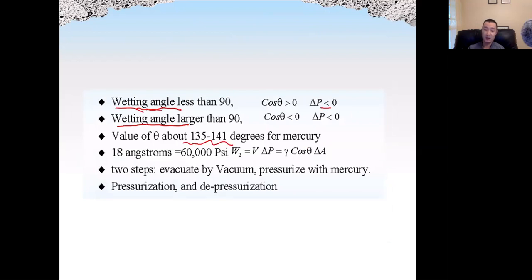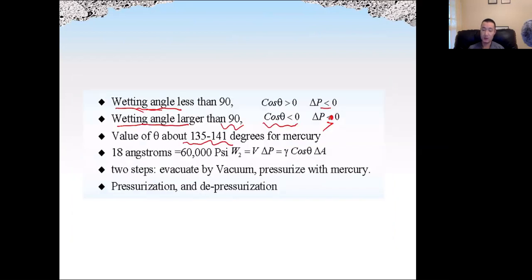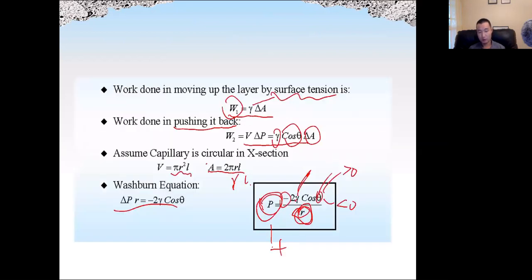On the other hand, if that angle is larger than 90 degrees, the cosine theta will be negative, so the delta P will be larger than 0. Cosine theta is less than 0, and here we have a negative sign, so the delta P will be positive. That means we need a positive force to push the mercury into the pores.